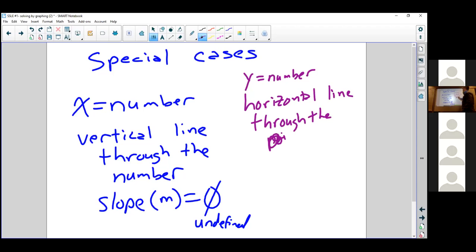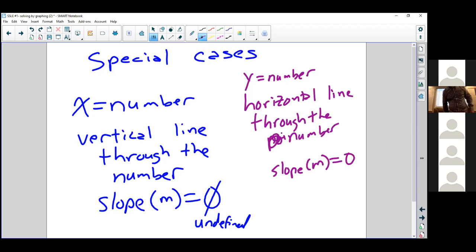Or through the number, excuse me. So this would have a slope m, which is equal to 0. Okay, so those are the special cases that you might come across.